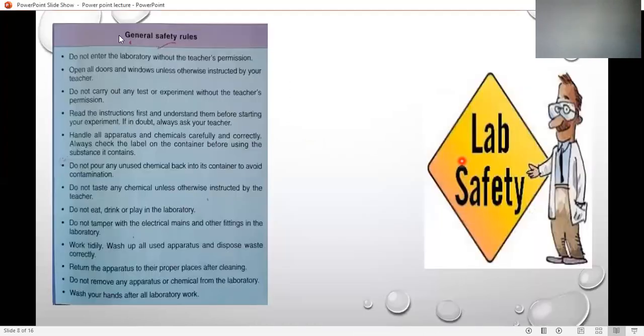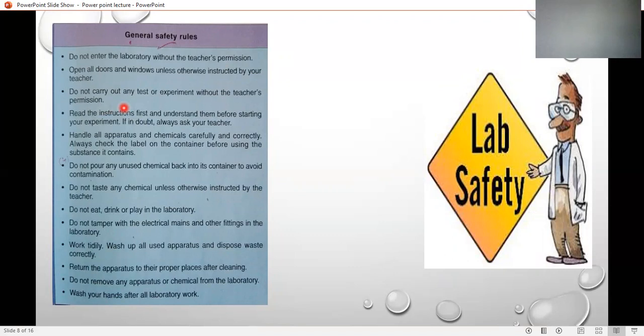Okay, so there are some general safety rules. First and foremost, you can't enter the laboratory without your teacher's permission, okay? Unless your teacher permits you to go into the lab, you can't go in on your own. You can't just open all the doors and windows unless your teacher instructed. You can't carry out any kind of experiment without your teacher's permission. So you have to take permission from your teacher to go into the laboratory to do experiments, okay?